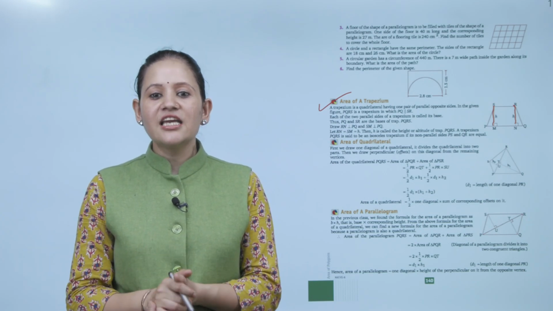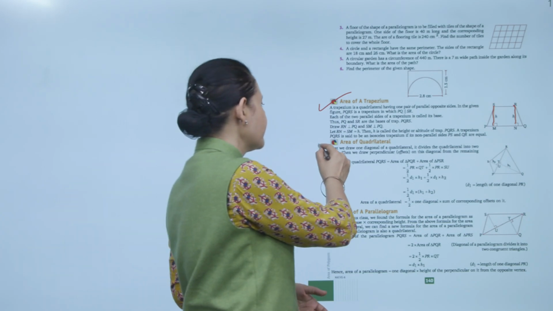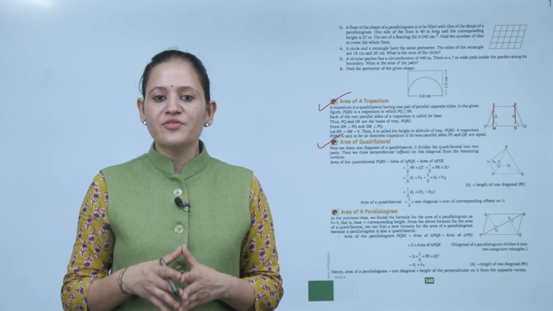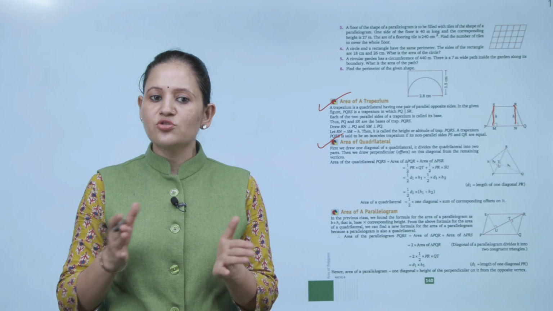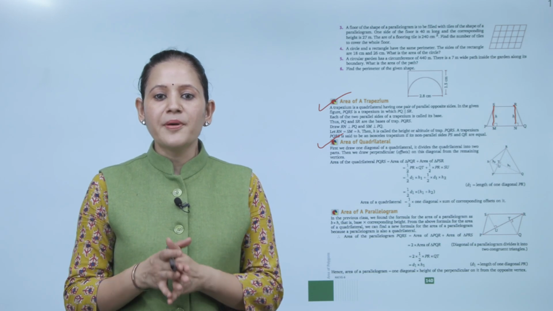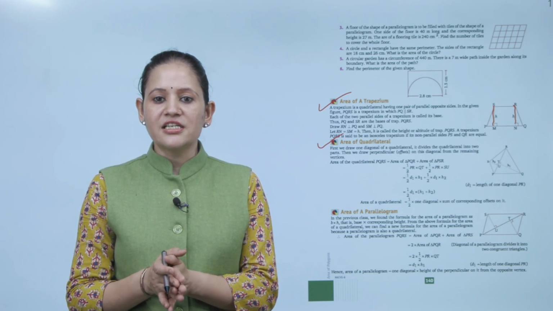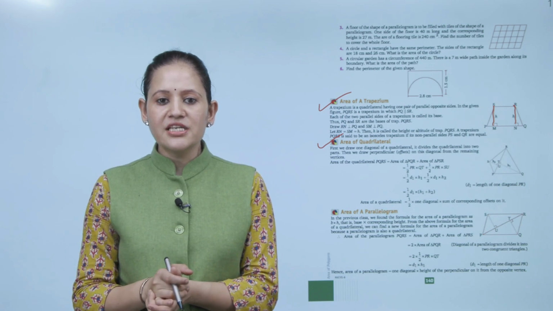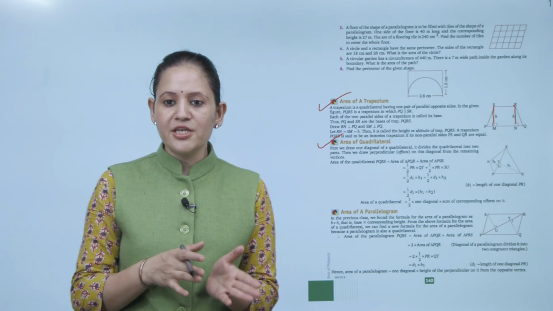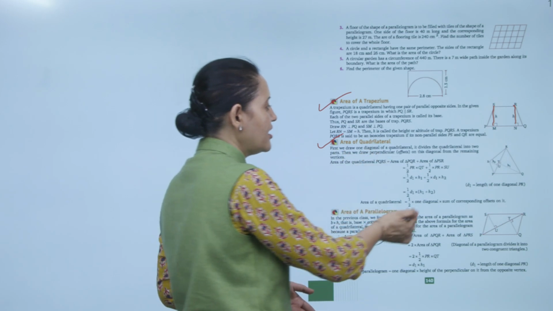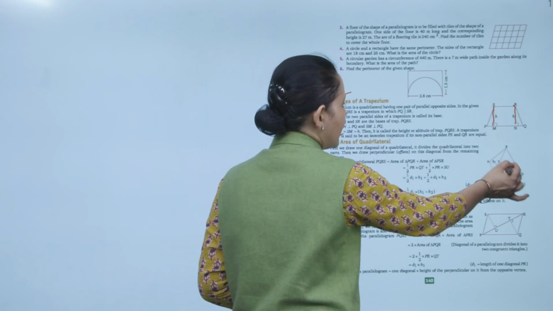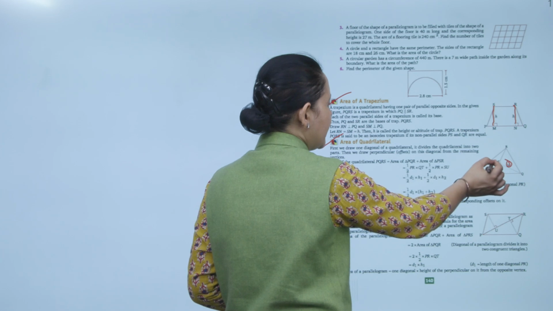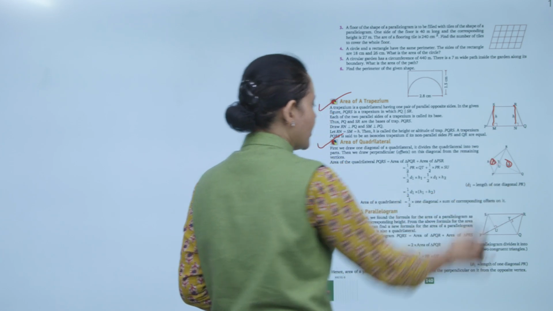Next is area of quadrilateral. First we draw one diagonal of the quadrilateral that divides the quadrilateral into two parts. Then we draw the perpendiculars on the diagonal from the remaining vertices. So area of quadrilateral PQRS is equal to area of triangle PQR, it got divided into two triangles, and next is triangle PSR, this one.